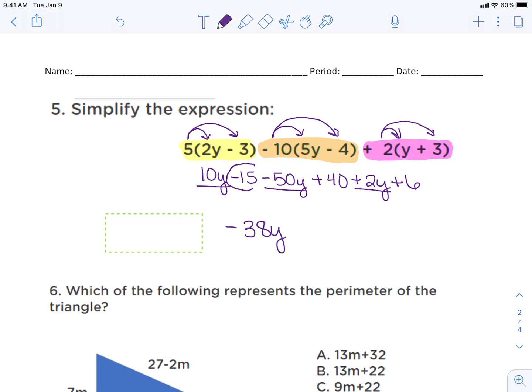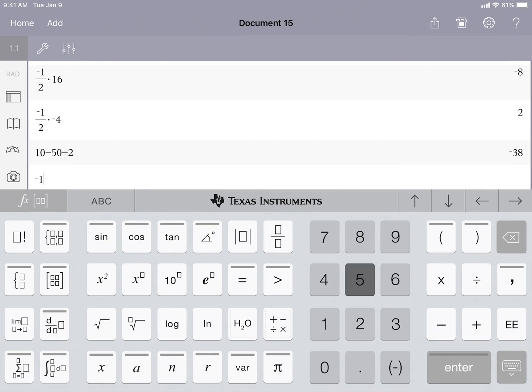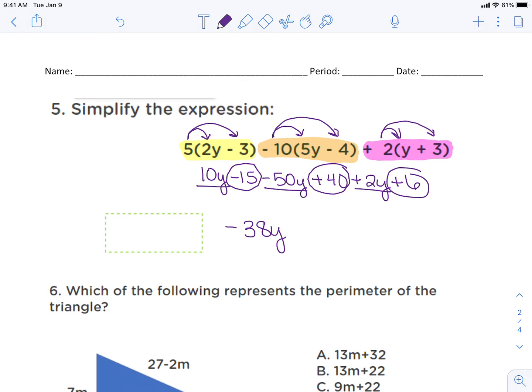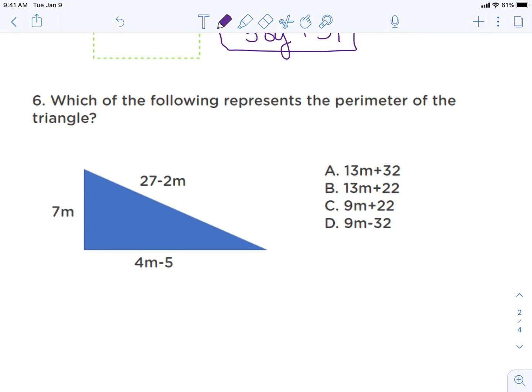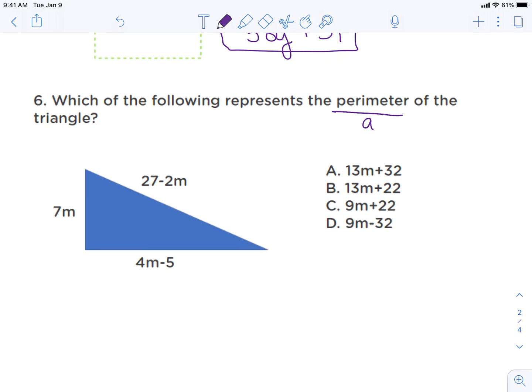And then I'm going to add negative 15 plus 40 plus 6. I type that in and hit enter. I get 31. So plus 31, and that would be my final answer. And you would write yours or type yours in the box provided. Number 6 says, which of the following represents the perimeter of the triangle? Remember, perimeter means when we add up all the sides.